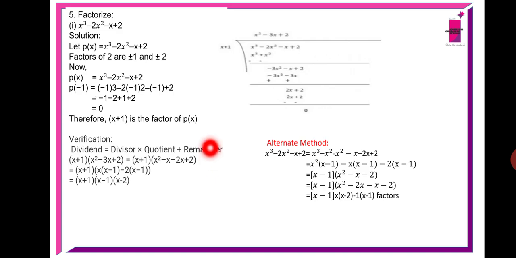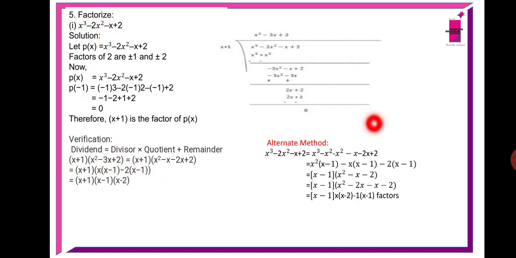I am going to simplify this x square minus 3x plus 2 using factorization. So here the middle term minus 3x can be split as minus x and minus 2x. So here x square minus x minus 2x plus 2. In the first two terms x is common, and in the next two terms minus 2 is common. So the remaining quadratic polynomial is factorized as x minus 1 into x minus 2. Now here we have a total of 3 factors because it is a cubic polynomial.